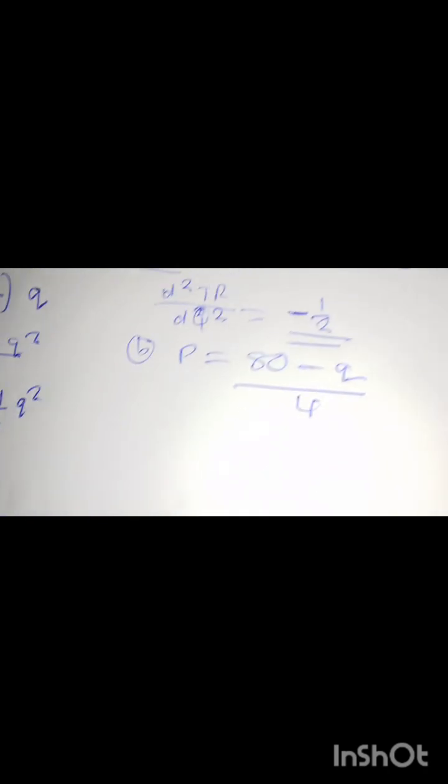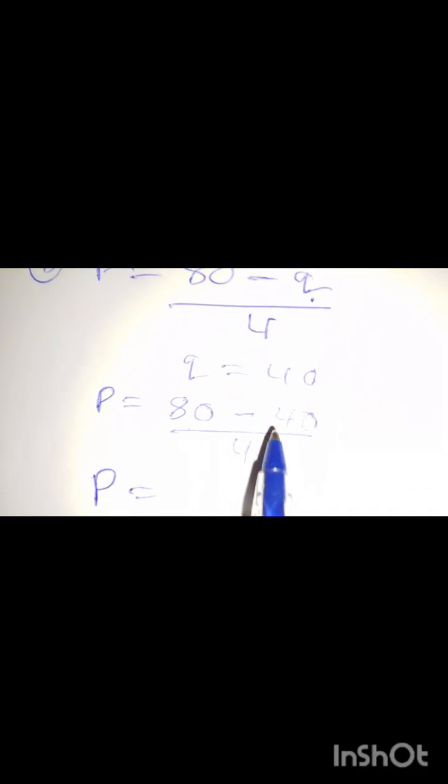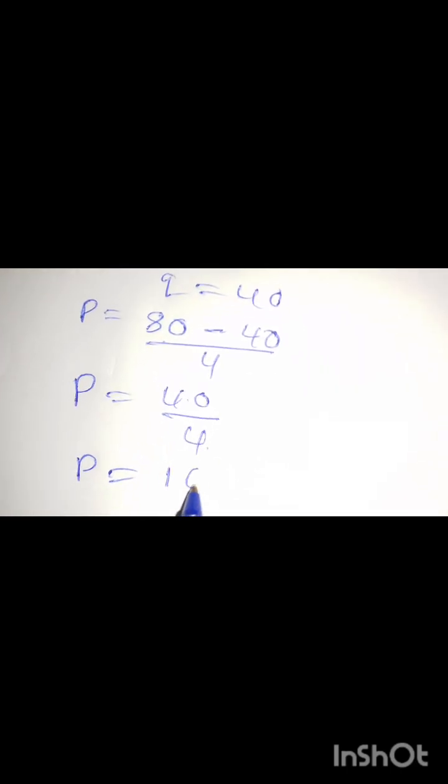So when you go back to this question, we have the value of q. Our q is equal to 40, so where there is q, we have 40. So P is equal to 80 minus 40 over 4. Price is equal to 80 minus 40 gives us 40 over 4. So our price is 4 into 40 is 10. Therefore, this is our price which maximizes our total revenue.